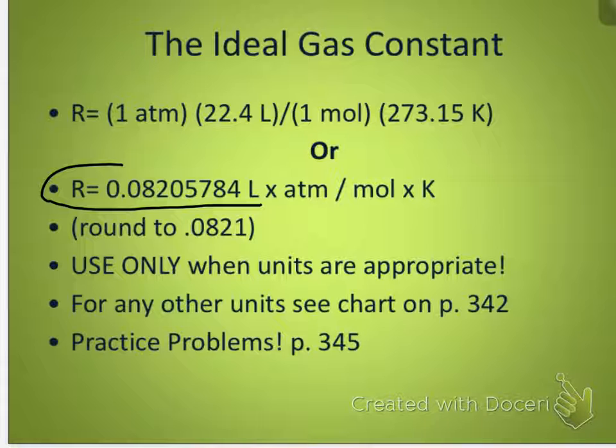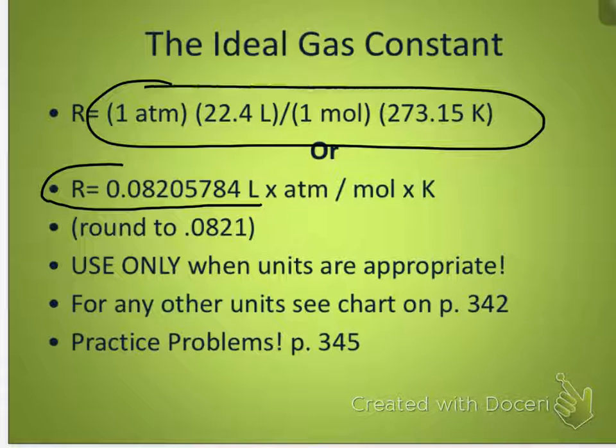Now here's the thing. There are 4 different versions of the ideal gas constant, 4 different numbers, because they're based on this relationship. You can always derive the ideal gas constant if you know the units, because it is a standard pressure. So you can use the 1 atm, you can use the 760 torr, you could use 101.325 kilopascals. You can use any of those, but you're going to get a different ideal gas constant.